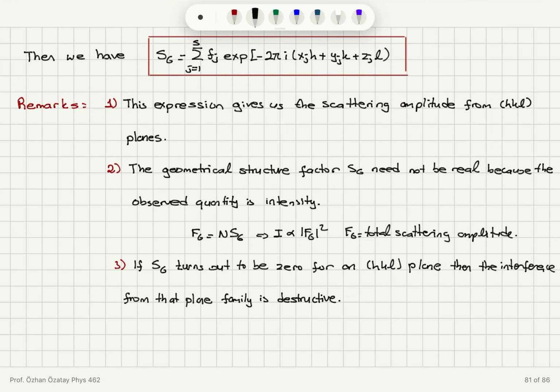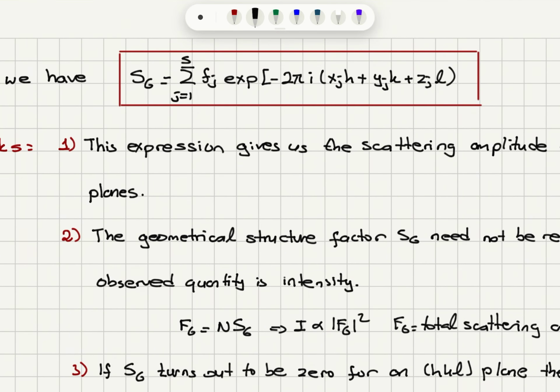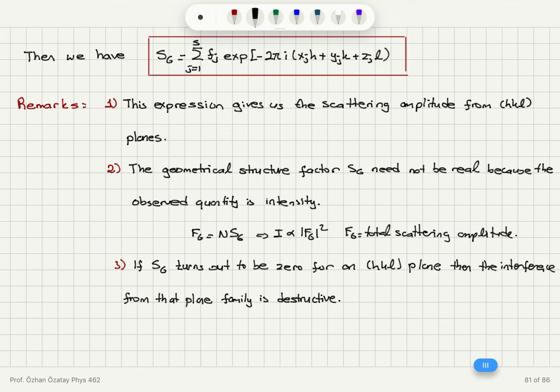Now, we can summarize this result as the geometrical structure factor for a situation where we have more than one atom in the basis: sum over j equals 1 to s of f_j, the atomic form factor of the jth atom, times exponential of minus 2 pi i (x_j h plus y_j k plus z_j l), where x_j, y_j, and z_j are the position coordinates of the jth atom in the basis with respect to the corner. So this expression gives us the scattering amplitude from HKL planes. So that's what it is telling us.